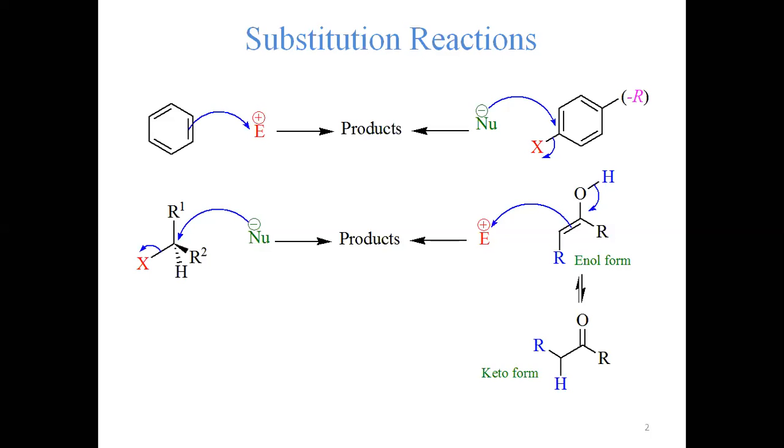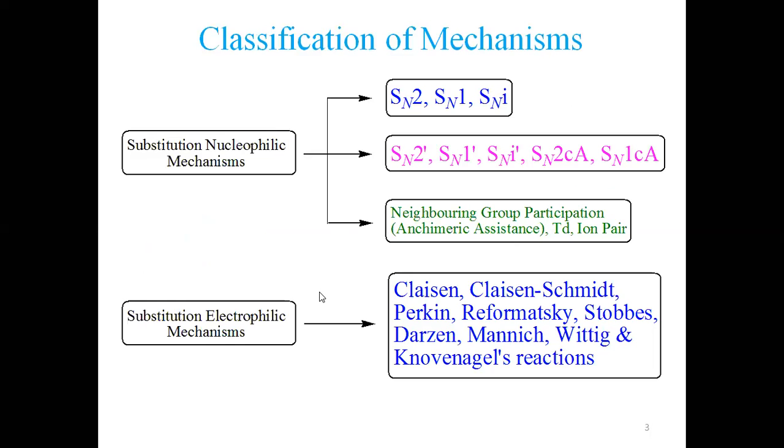All right. As per the mechanisms listed in the syllabi, there are some named reactions given. Let's say first Claisen condensation, similarly Claisen-Schmidt condensation, Perkin reaction, Reformatsky reaction, Stobbe condensation, Darzens reaction, Mannich reaction, Wittig reaction, and Knoevenagel reactions. These reactions are by name. These scientists have a big contribution towards understanding these electrophilic substitution mechanisms.